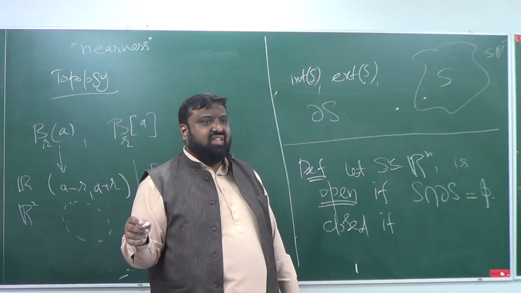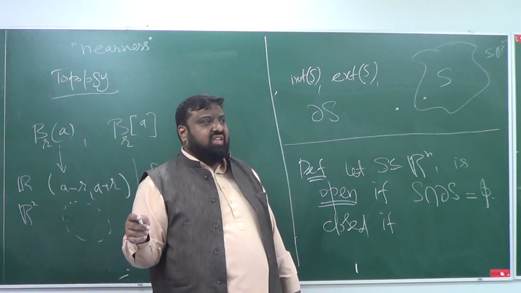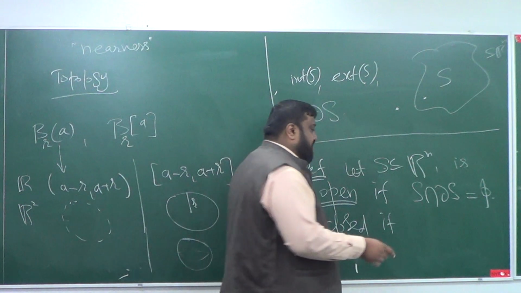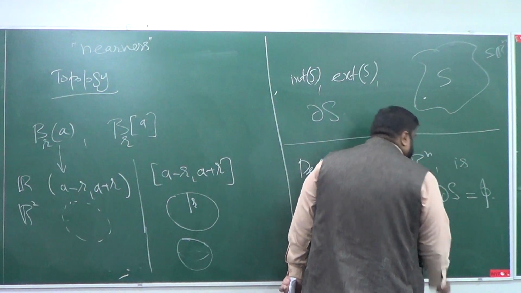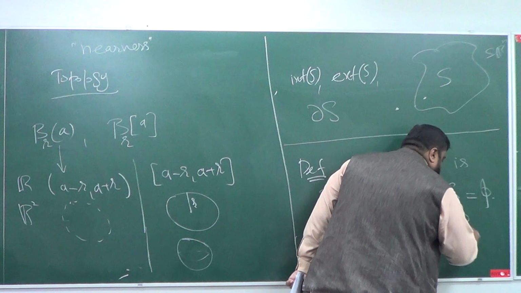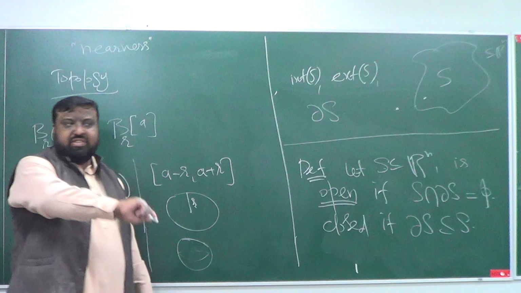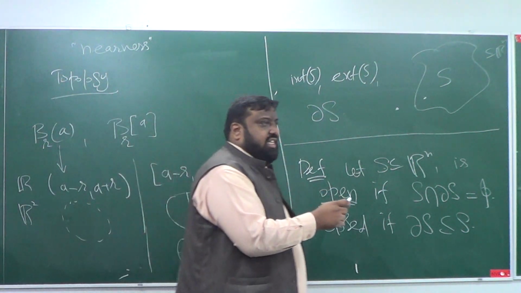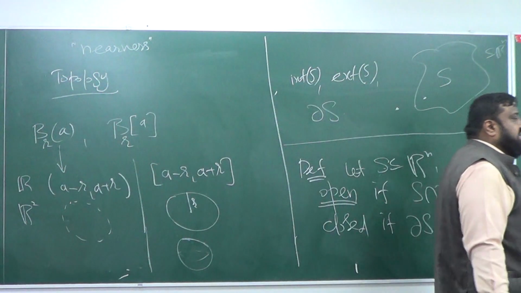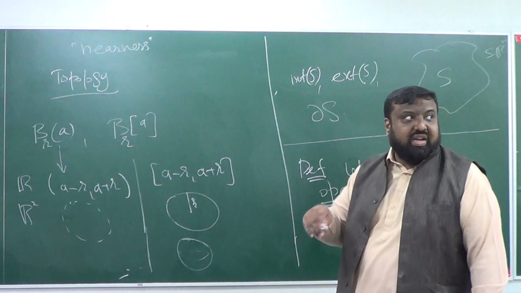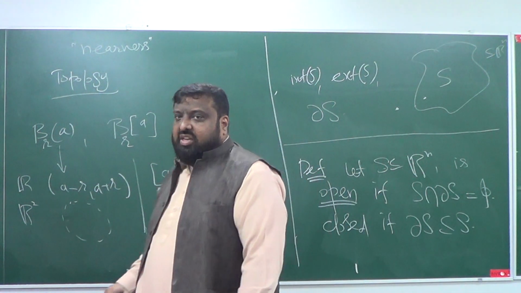In this case, the intersection S intersection boundary, the set of boundary points, will be a subset. Exactly, so that's what you can say. So you can say that the boundary of the set is included in the set. If the boundary of the set is included in the set, you're going to call that set a closed set, and if the boundary of a set is not included in the set, has an empty intersection with the set, we're going to call it an open set.